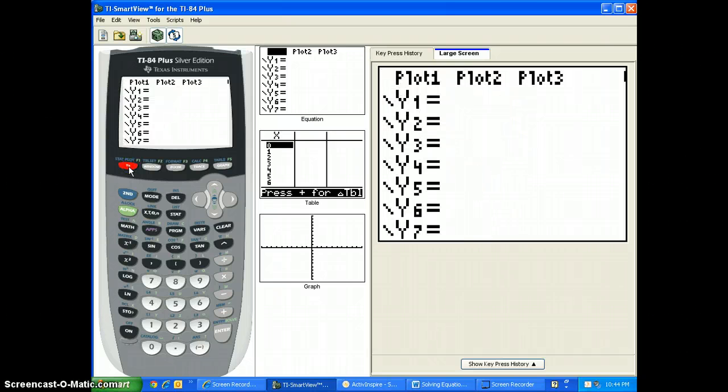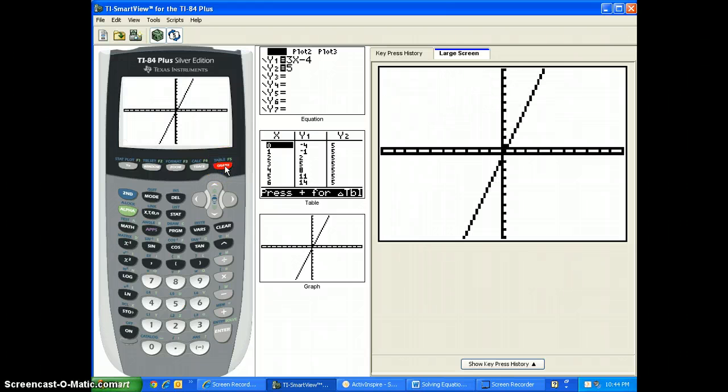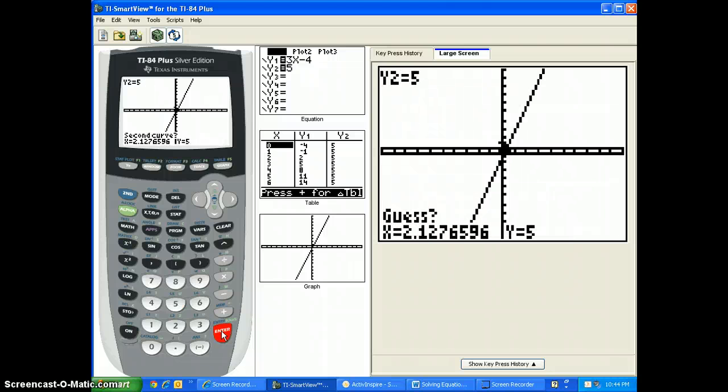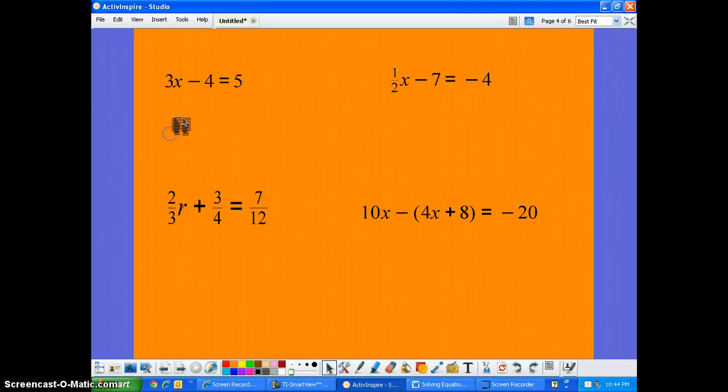So let's go to y equals now. The first equation that you have, 3x minus 4, the left side goes in y1 and the right side goes in y2. So I will put 3x minus 4 in y1 and 5 in y2 and press graph. Now I can see the two lines intersecting on my graphing screen. Now I want to press second trace, the number 5, and hit enter 3 times. The point of intersection happens to be x equals 3. So that will be the answer for that particular problem, x equals 3.